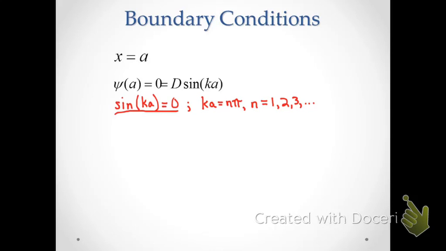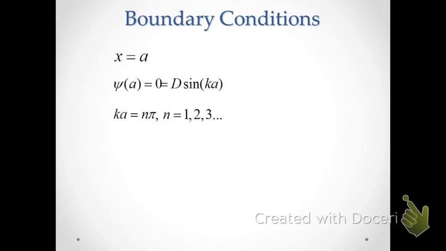So again, going back, the sine of pi is equal to 0, the sine of 2 pi is equal to 0, the sine of 3 pi is equal to 0, the sine of 4 pi is equal to 0, etc. That means k times a must be equal to n times pi. That's the only way that function is going to be equal to 0. So, if we know that k times a is equal to n times pi, as long as n is an integer, then we can solve for k and find that it's equal to n pi over a.